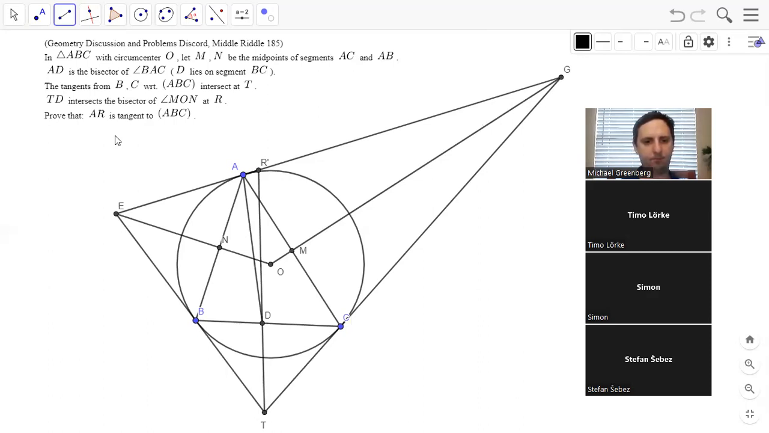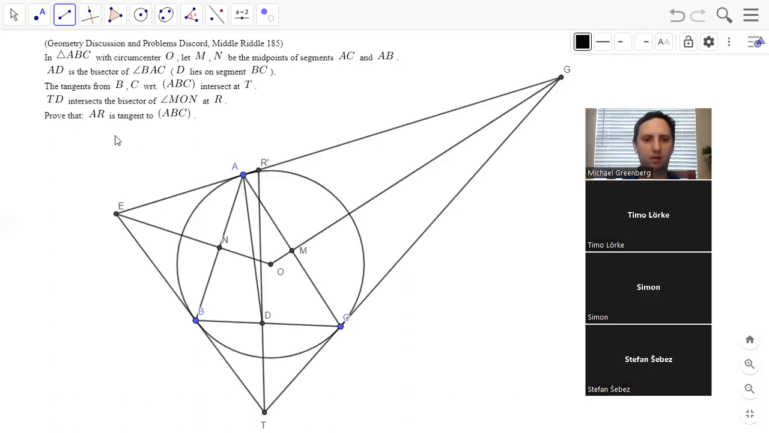BD over DC is AB over AC by the angle bisector theorem. And also BD over DC is equal to sine of angle BTD over sine of angle DTC. So we have computed those ratios of sines. It will be useful because we will use it again in triangle ETG.